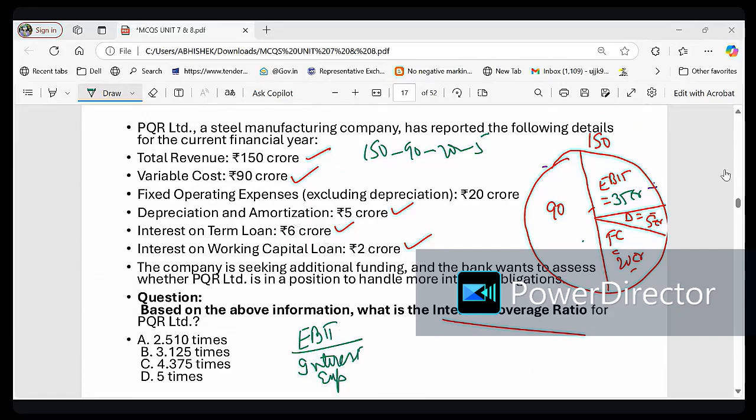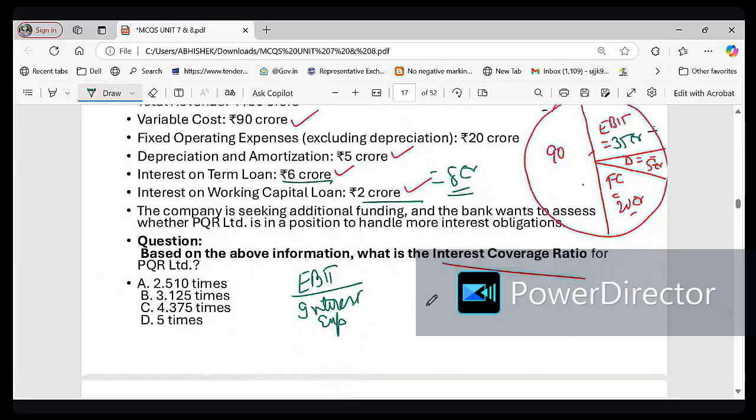Now friends, can you tell me how much your interest expense is? Please type. I am waiting for your response. So see, two interests they are paying, 6 crore and 2 crore. So the interest expense is 8 crore. Now can you tell me what the final answer is? Can you tell me what the interest coverage ratio is?